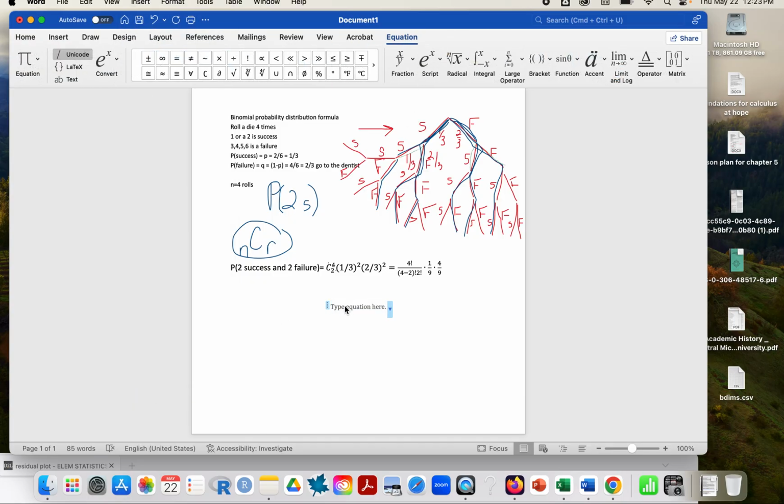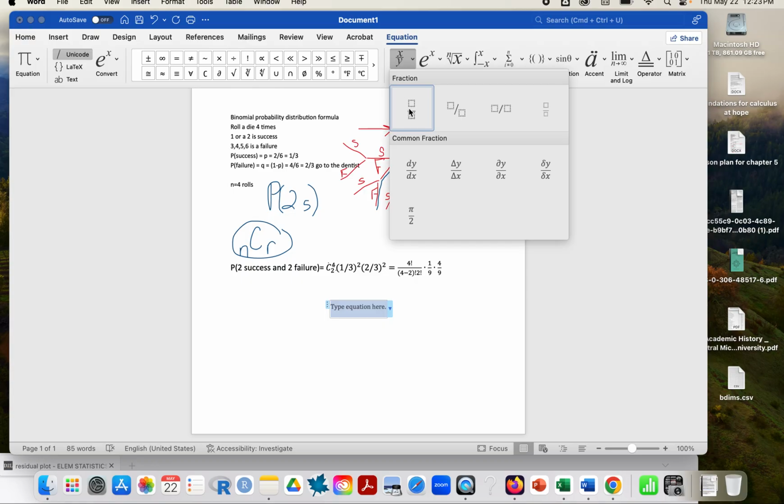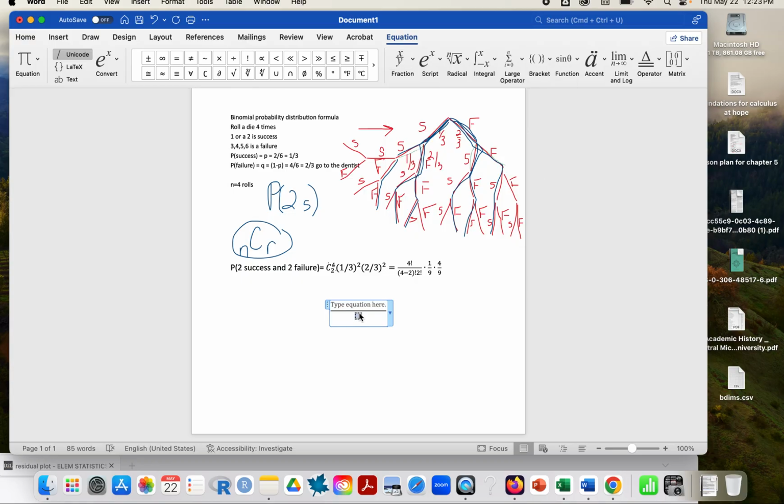Good deal. Okay, so in here, I want my fraction again. So I'm going to click there. 4 factorial is really 4 times 3 times 2 times 1. And now I have this 4 minus 2 factorial, which is going to get me 2 times 1. But then I have another 2 factorial, so then I'm going to have 2 times 1.